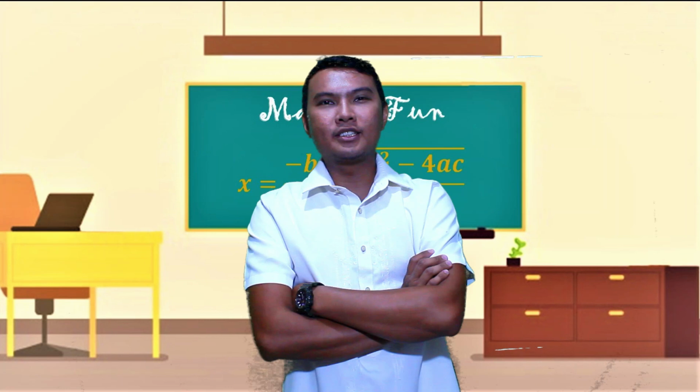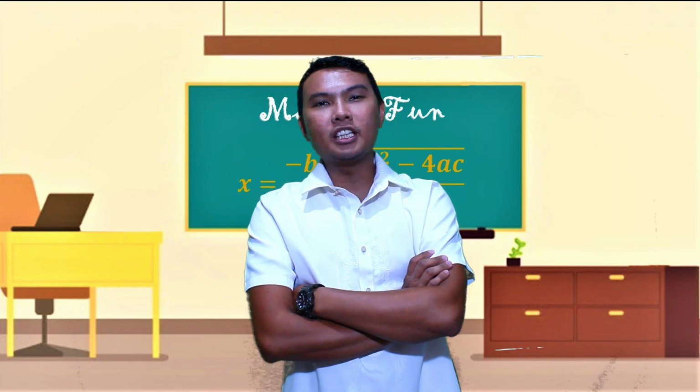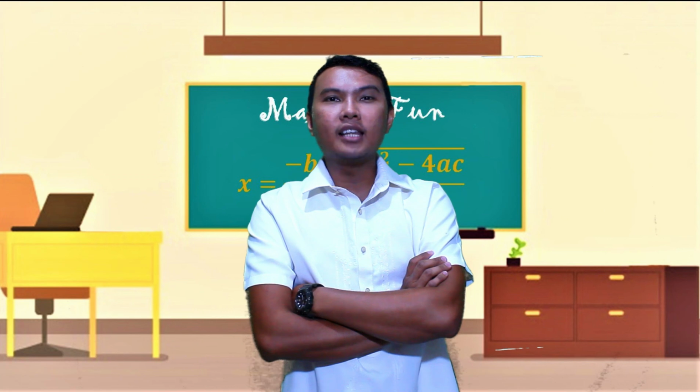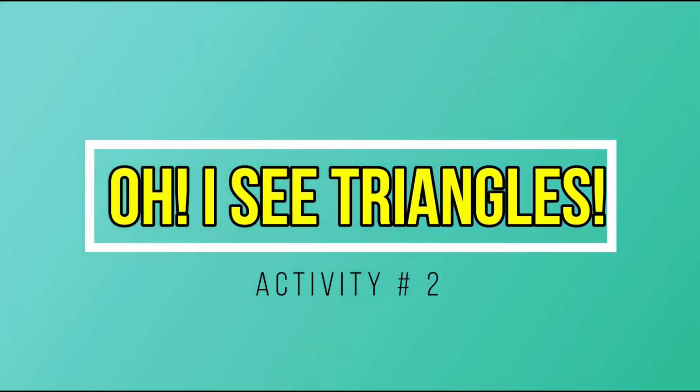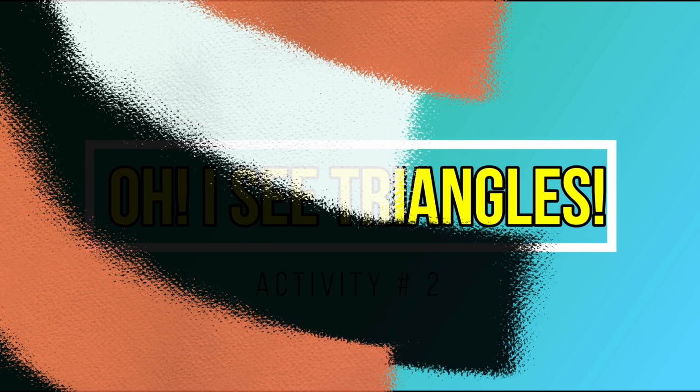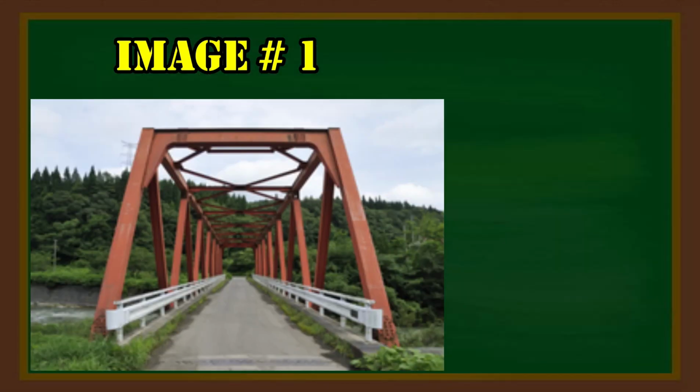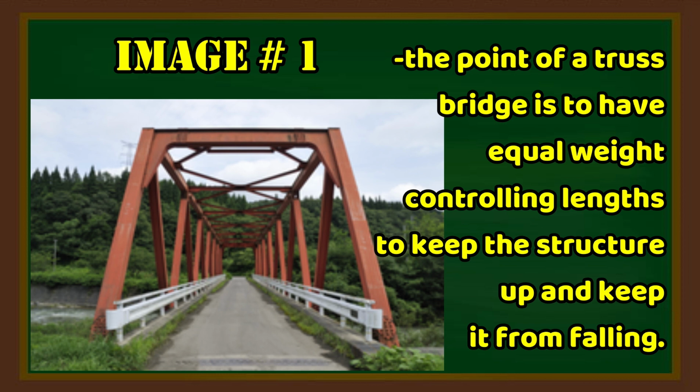I will give you some pictures with triangle congruence and its importance and applications, and you try to unlock and discover why they are created like that. Ready? Let's go! Activity number 2. Oh! I see triangles. The truss bridge contains triangles which are the same or congruent. These triangles are all congruent because the point of a truss bridge is to have equal weight controlling lengths to keep the structure up and keep it from falling. Therefore, the triangles should be the same length, shape, and weight to keep the bridge safe for people.